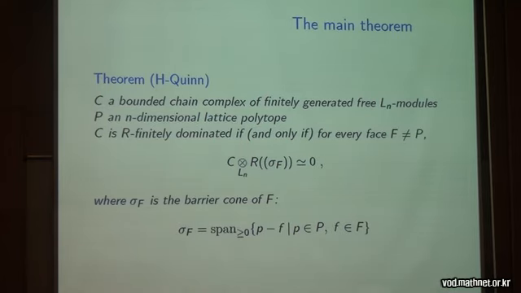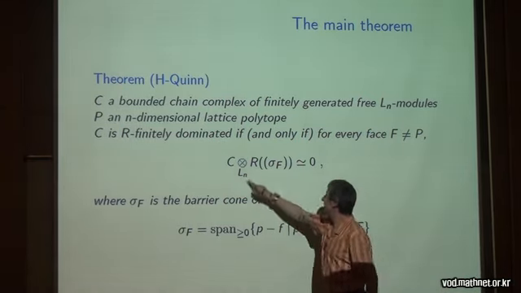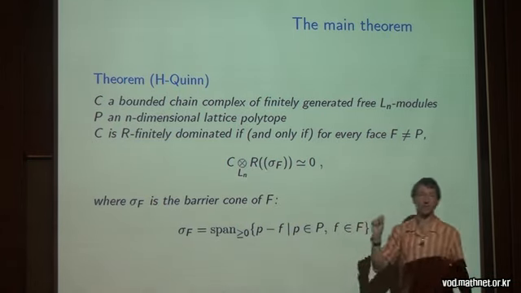And to make it plausible that this is actually useful, here's the result. Okay, so this is joint work with David Quinn. And the result reads like that. If you have a bounded chain complex of finitely generated modules over Ln, right? That's the Laurent polynomial ring in n indeterminates. And you have an n-dimensional lattice polytope P given somewhere in the background. And then it turns out that this C, the complex, is R finitely dominated if and only if for every face f of P some homological condition is satisfied. So that tells you if you tensor C up to one of these Novikov rings, the thing becomes contractible.